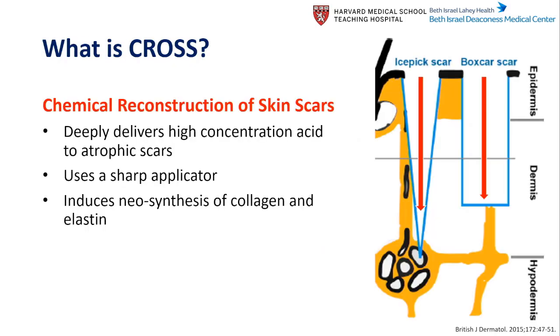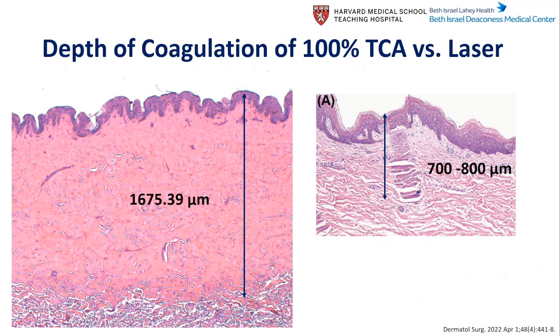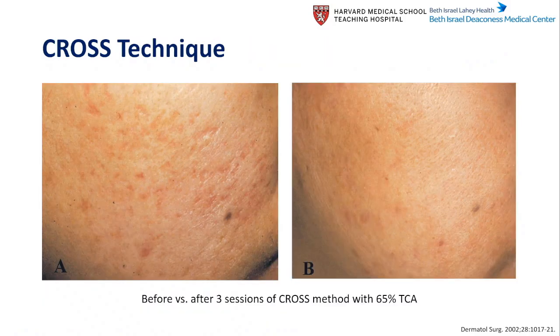Basically, you are creating a very well-controlled chemical burn inside atrophic scars by using high concentration acid and a sharp applicator. So I applied 100% TCA to the normal skin. You can see that it creates protein precipitation and necrosis up to 1,700 micrometers, whereas our typical fractional technology, especially non-ablative, can go to about 700 to 800 micrometers.